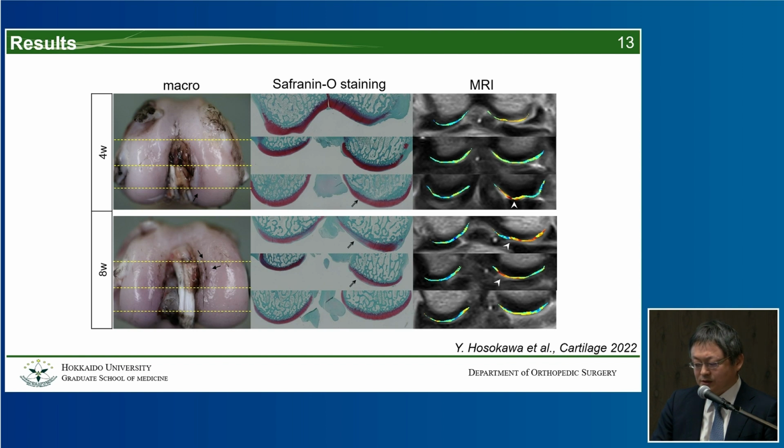Here is a representative case. In macroscopic findings, we can identify cartilage damage on the medial side of the lateral condyle at both 4 and 8 weeks, here and here. Histologically, the cartilage damage was also found at the same site, and MRI images are showing an increase in 17O concentration in red, indicating areas of increased 17O concentration consistent with cartilage damage, here and here.